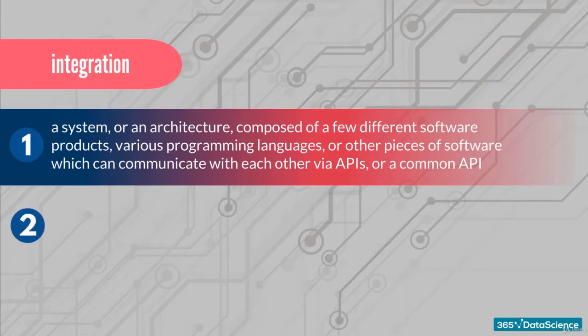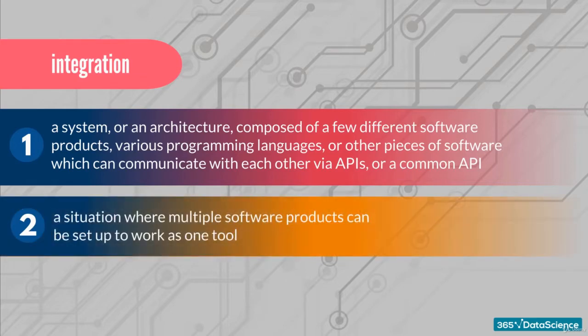The second meaning of the term integration is the more classical one, which refers to a situation where multiple software products can be set up to work as one tool. The idea here is to enhance the functionality and the performance of an already existing application, thus solving a certain business problem quicker and more efficiently.